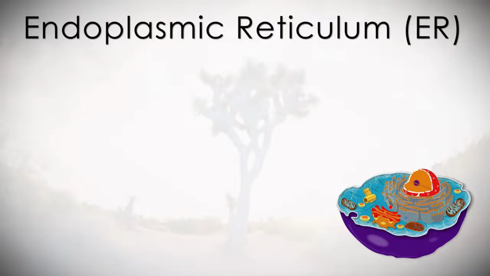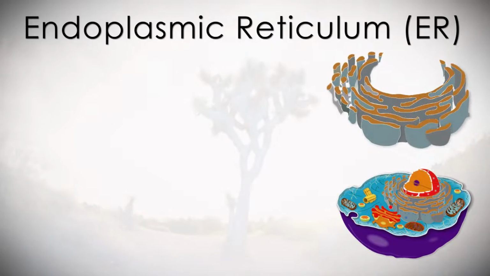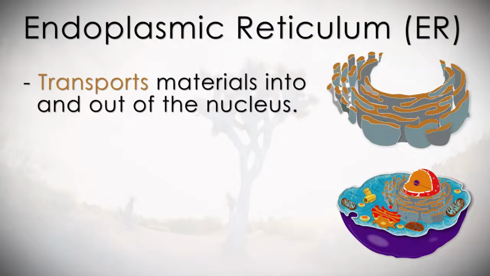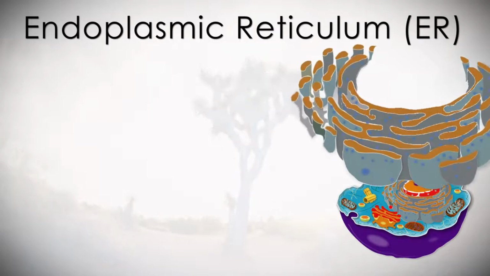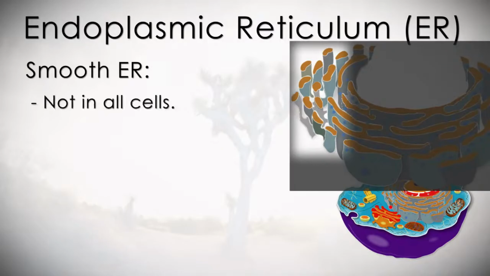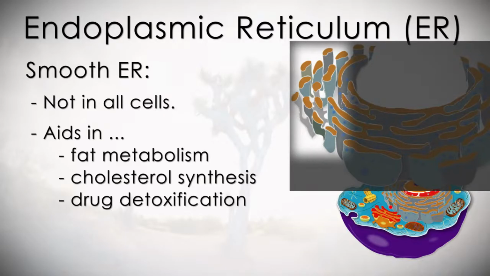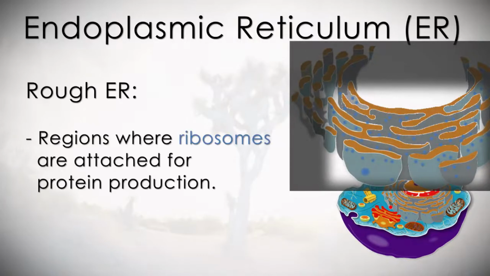Endoplasmic reticulum, or ER for short. ER transports materials into and out of the nucleus. It aids in synthesis and storage of proteins. Smooth ER, which is not in all cells, aids in fat metabolism, cholesterol synthesis, and drug detoxification. The rough ER are regions where ribosomes are attached for protein production.